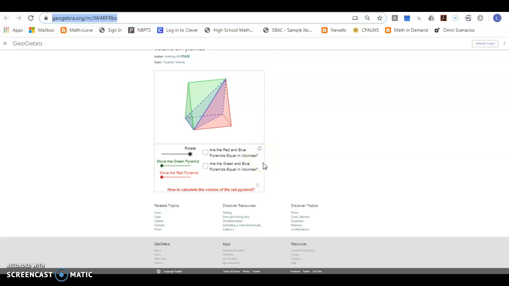And I want you to see what happens to the volume. Okay, so I'll give you some time to play around with these animations or simulations before we look at the formula for the volume of a pyramid.